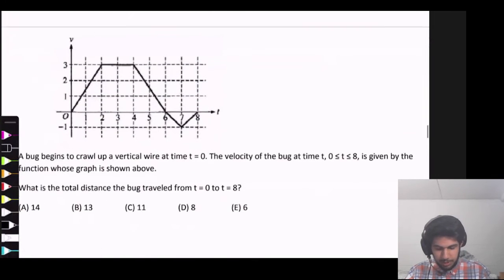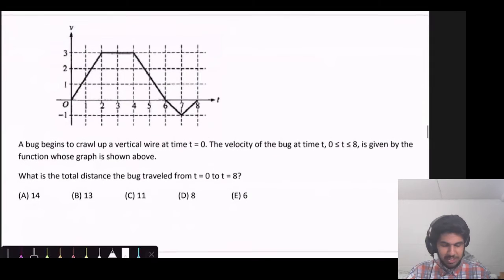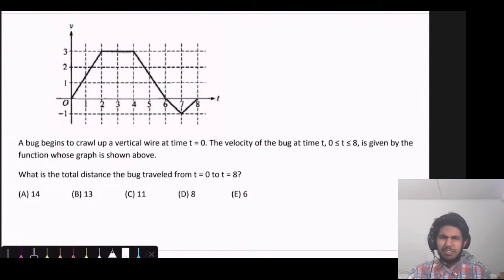Let's move onwards, and we have another graph question. So you can see that with indefinite integrals, there's a lot of graph questions because it relates to finding the area under a curve. So, a bug begins to crawl up a vertical wire at time t equals 0. The velocity of the bug at time t, where 0 is less than or equal to t, less than or equal to 8, is given by the function whose graph is shown above. What is the total distance the bug traveled from t equals 0 to t equals 8?